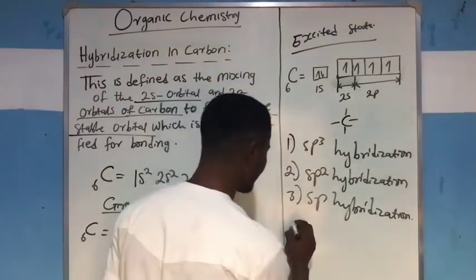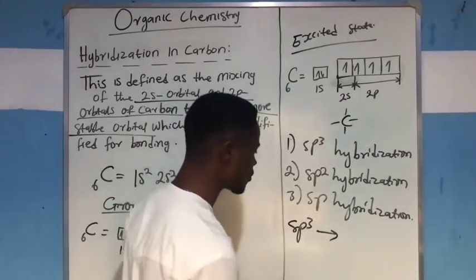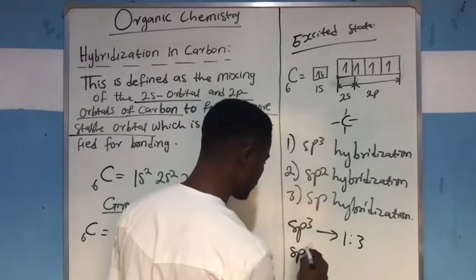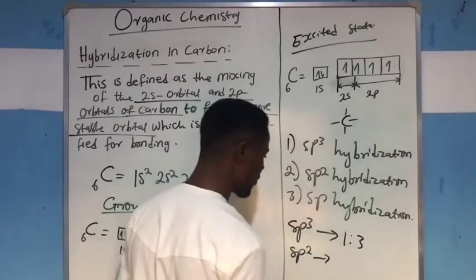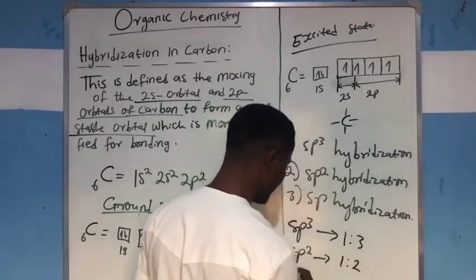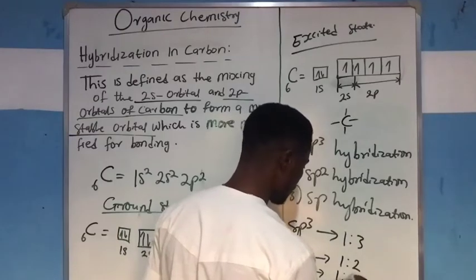So it therefore means that for sp3 hybridization, the ratio of the electrons is 1:3. For sp2, the ratio of electrons in the 2 orbitals is 1:2. And finally, for sp, the ratio of the electrons is 1:1.